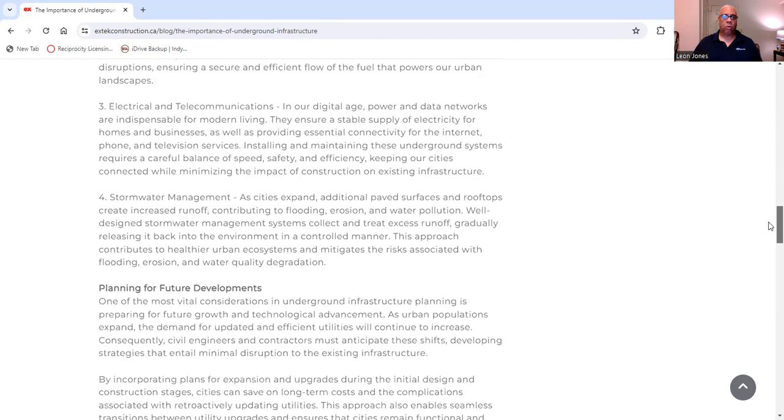Next, we deal with stormwater management. As cities expand, additional paved surfaces and rooftops create increased runoff, contributing to flooding, erosion, and water pollution. So well-designed stormwater management systems collect and treat excess runoff, gradually releasing it back into the environment in a controlled manner. This approach contributes to a healthier urban ecosystem, and it mitigates the risks associated with flooding, erosion, and water quality degradation.